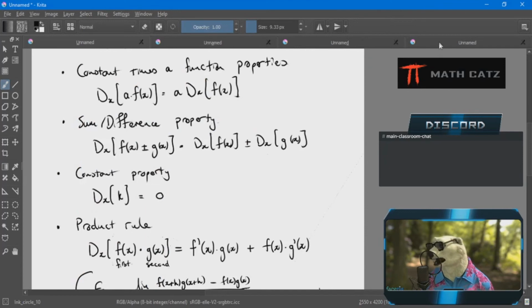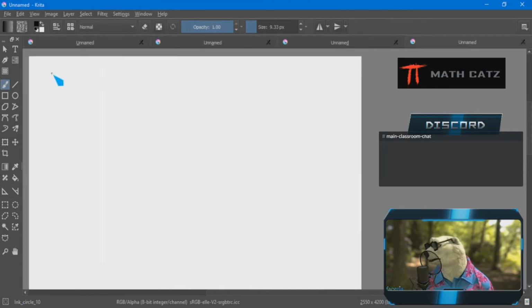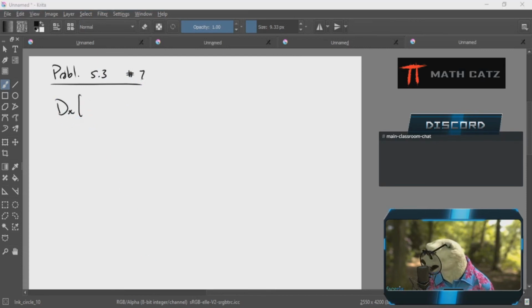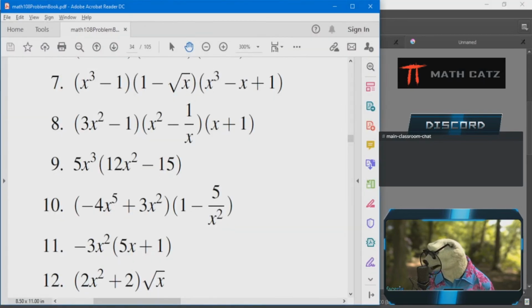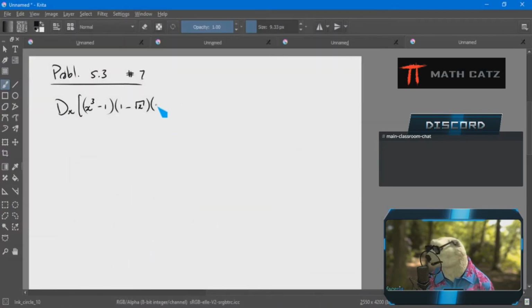But I also now see that I have 3 of them together. What do? I have 3 brackets that should be multiplied. Well, let me just set it up one step at a time. I have an x cubed minus 1. Individually, these brackets are not complicated. I have a 1 minus root x. When the time comes, I'm confident I can handle it. I have an x cubed minus x plus 1. X cubed minus x plus 1.